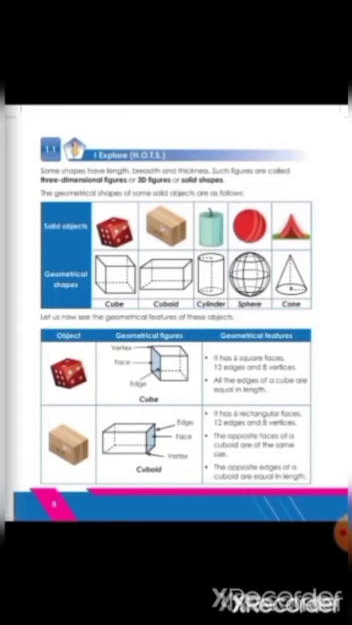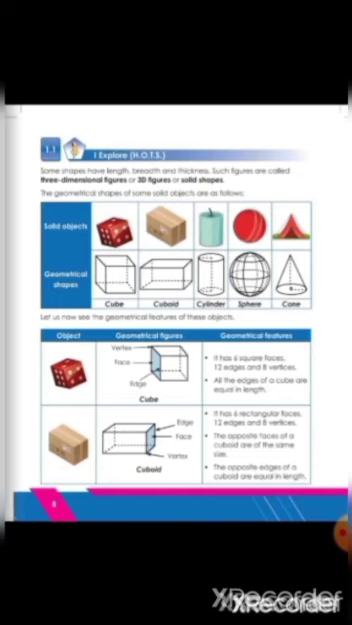Now let us see the three-dimensional shapes. What are three-dimensional shapes? Shapes which have length, breadth and thickness are called three-dimensional figures or 3D figures or solid shapes. The geometrical shapes of some solid objects are as follows. If you see the dice, what is the shape of the dice? The basic shape of the dice is square, but it looks like a box. So the geometrical shape is cube.